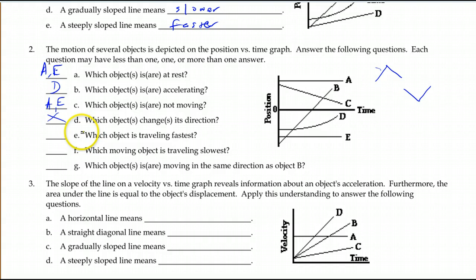Traveling the fastest would be the one that has the steepest slope. It doesn't matter if it's positive or negative, it's the one that has the biggest vertical change for horizontal change, and that would be B. Which is moving the slowest? Well, other than the ones that are at rest, which are not moving at all, D is moving very slowly at the beginning. If you're talking about an average, the average of D would be a straight line through it. That probably looks even more shallow than C, so I would pick D overall. C is also not moving that fast.